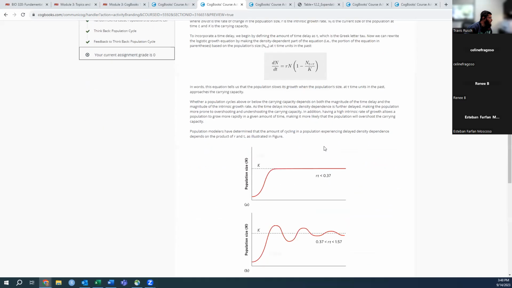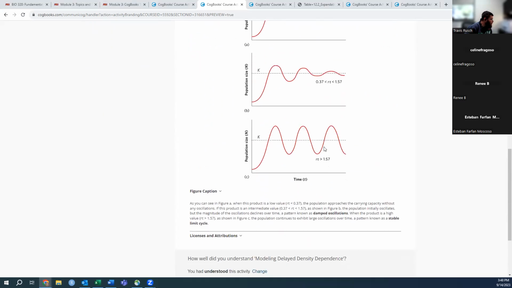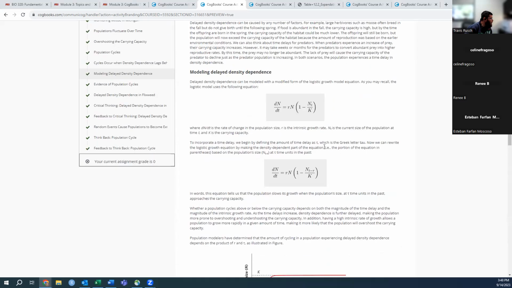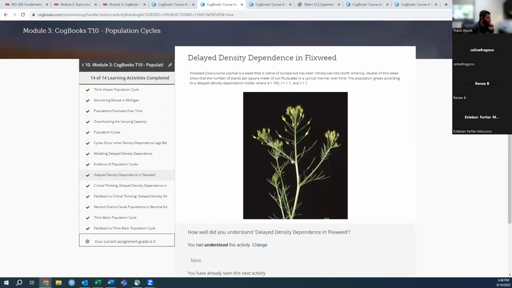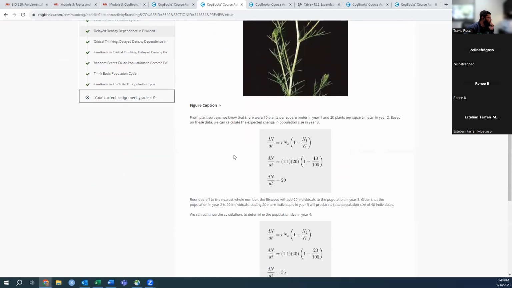So I think what they did is they just simplified it. Because they said there were 10 plants per square meter in year one. So they put the 10 for N subscript one, right? Yep, like, population at time one is 10. Yep, exactly. But then they didn't take into consideration the subscript t minus the Greek letter. So that's what I'm like, why are they doing that?